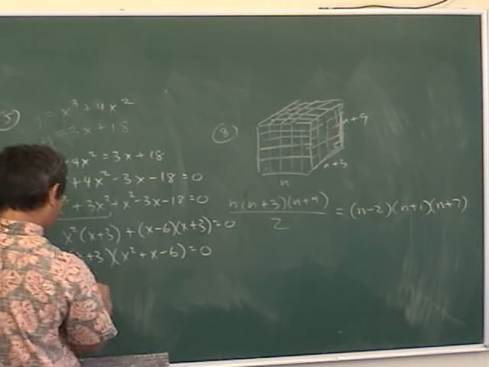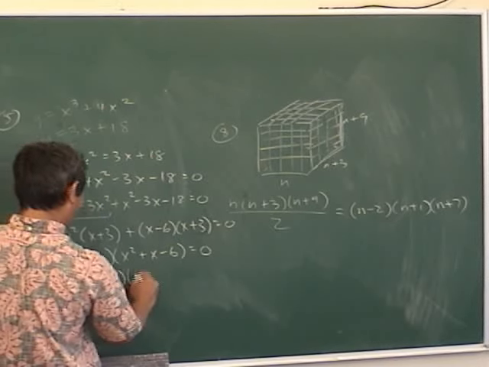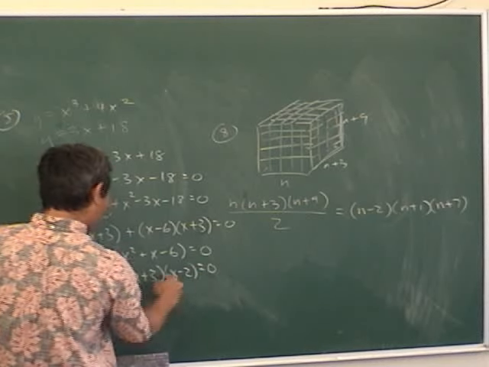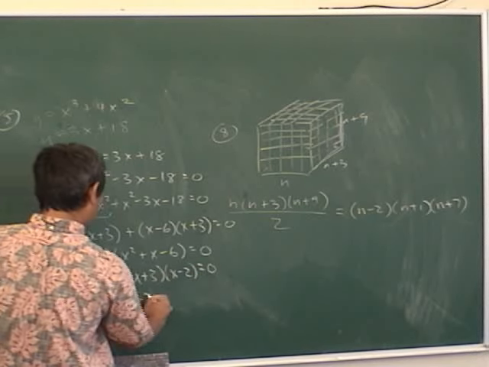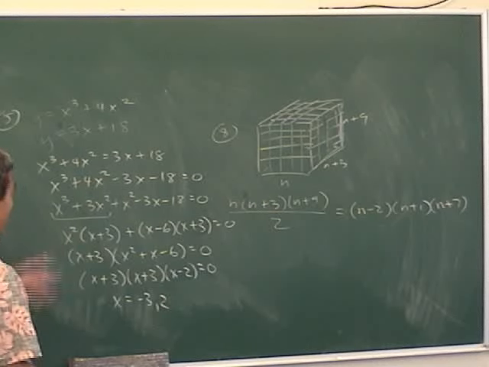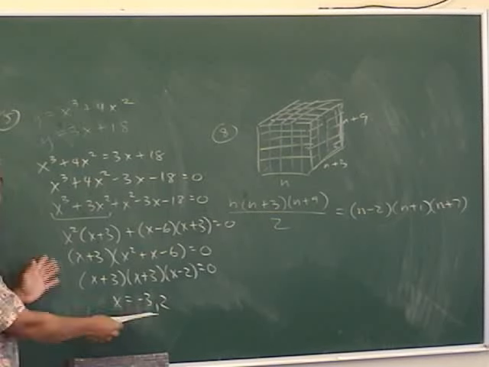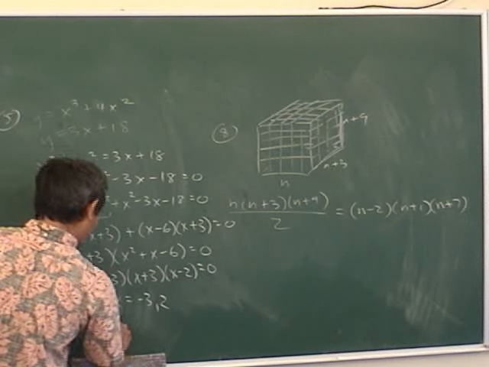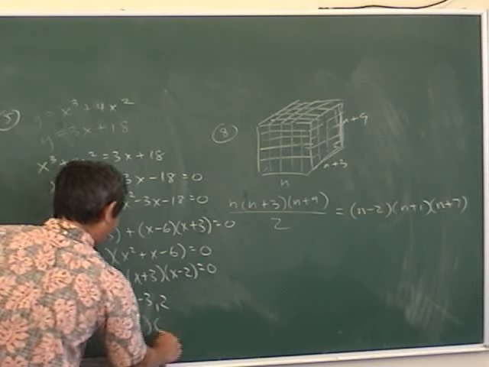Is that factorable? Yeah, x plus 3, x minus 2. Oh, we got a double root! So x equals negative 3 or 2. Now, if you'd rather do synthetic division, it doesn't matter. You're going to factor it down, and sooner or later you're going to get there. So the points of intersection are negative 3 comma something and 2 comma something.